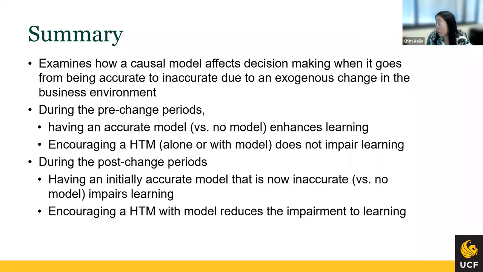So in summary, this is our study. We look at how a causal model affects learning and decision-making, and we want to see the effects of that causal model when it changes from being accurate to inaccurate when there's a change in environment. Our summarized result is that during the pre-change period, having an accurate model versus no model is great. It's fantastic, it improves learning.